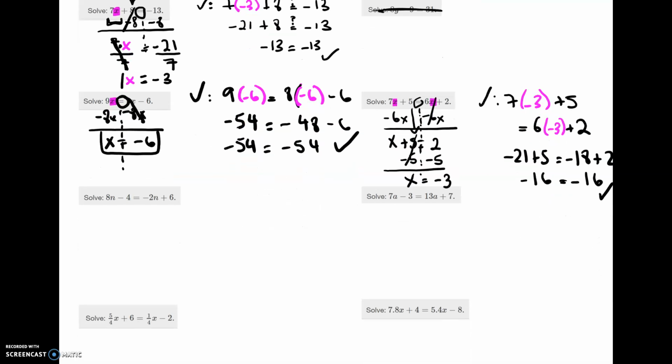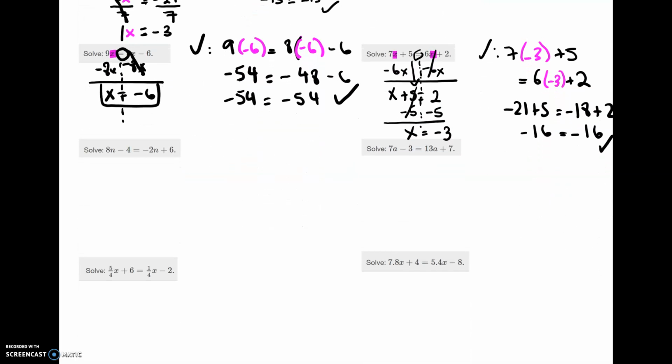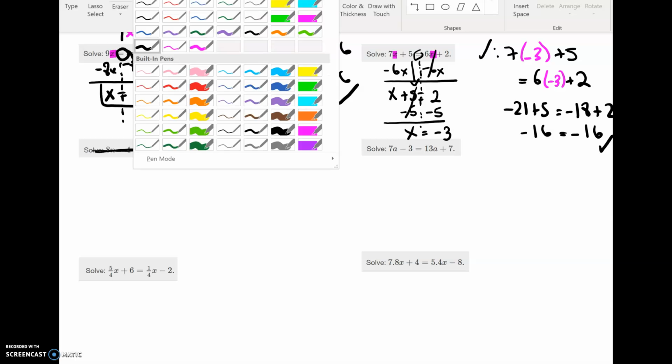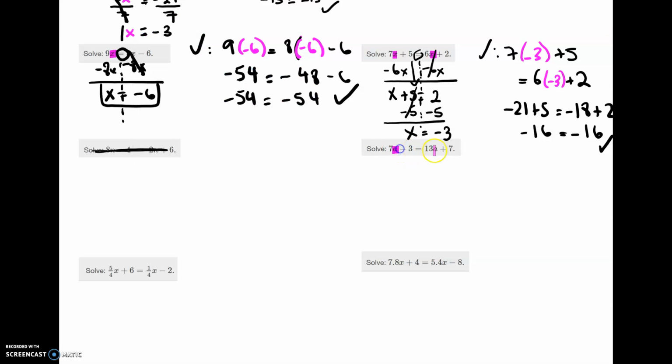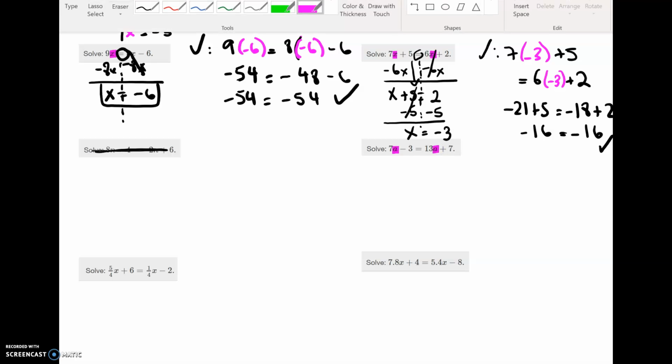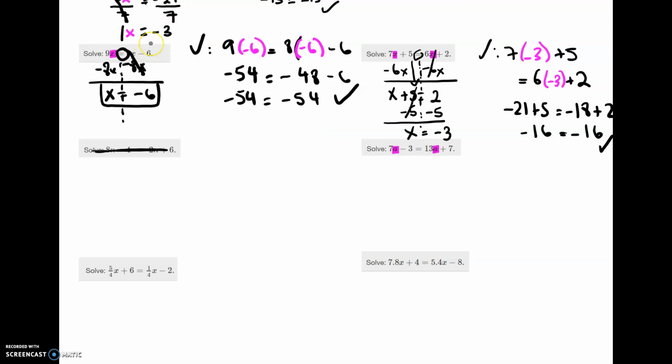Okay, so you can start kind of seeing a pattern here. This next one is pretty similar. I'm not going to do either of these. I will do the next one, 7a minus 3 equals 13a plus 7, and you'll see why in a second. So again, I'm going to highlight just to stay consistent with what we have been doing. So notice I no longer have an x in here, I have a's, and that is okay, because as long as it is a variable, it doesn't matter what that variable is.